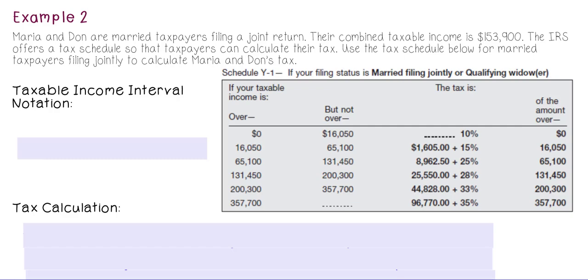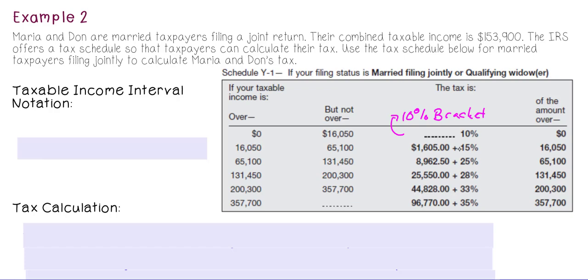In this video, we're going to look at using tax schedules. And one thing to know about tax schedules is that they use brackets. So each line is considered a bracket. So for example, this first line would be the 10% bracket. The next line would be the 15% bracket, and so forth.